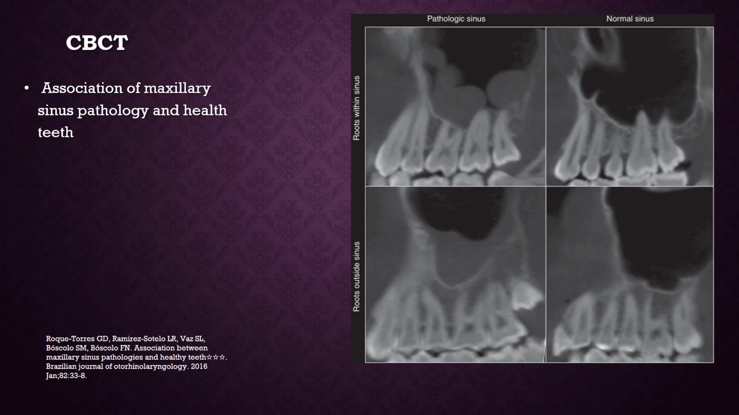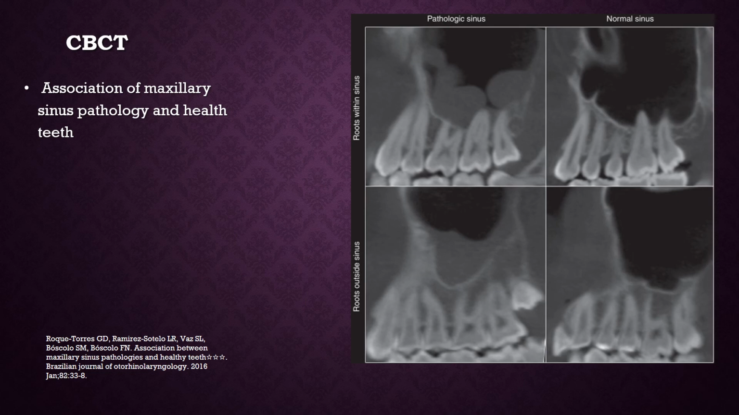This is an image showing the association of maxillary sinus pathology and healthy teeth. If you look on the right side, these are roots which are within the maxillary sinus, and there is a pathology in the sinus. And a picture below this shows roots which are outside the maxillary sinus, and there is a pathology in the sinus. So you are able to make out healthy teeth and their relationship to the pathology.